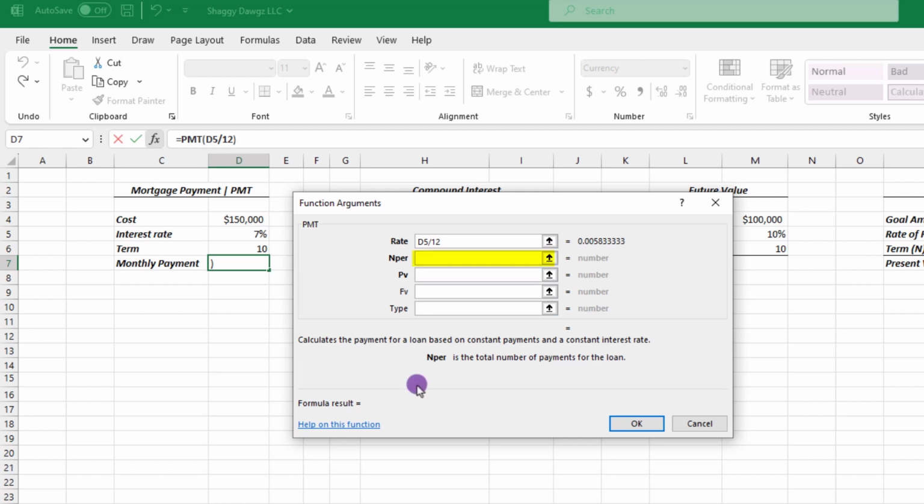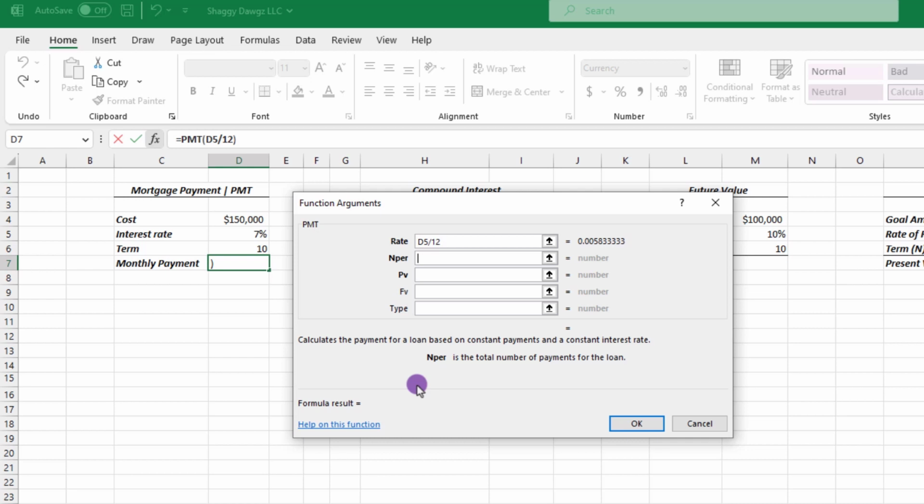Next, we'll click down where it says NPER. NPER is the number of payments. The only wrinkle here is we have to tell Excel the total amount of payments we're going to be making. If we break it down, we make 12 payments per year, and since it's a 10-year loan, we have to multiply 10 by 12 to get the total amount of payments.